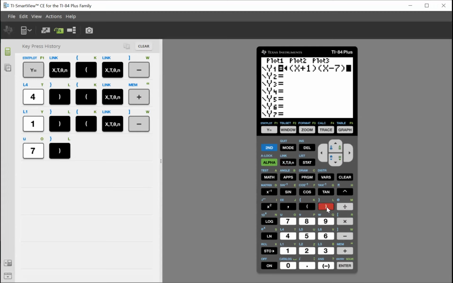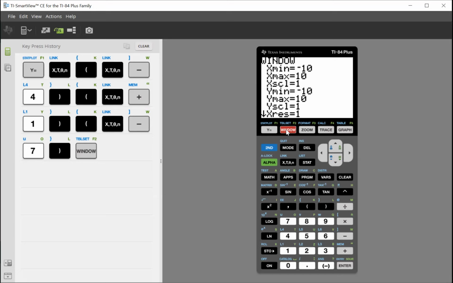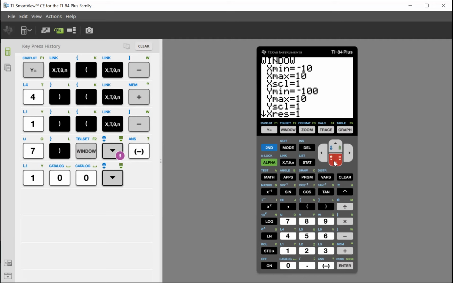Now, before I graph this, I'm going to set the window of my calculator because those y values were going from -100 to +100. So to change the window, you go up here to where it says window and hit that. Notice it's got my x minimum at -10, x max at 10. We're good with that. So I'm going to go down to the y minimum and change that to -100. And then I'm going to go down one more and change the y maximum to +100.